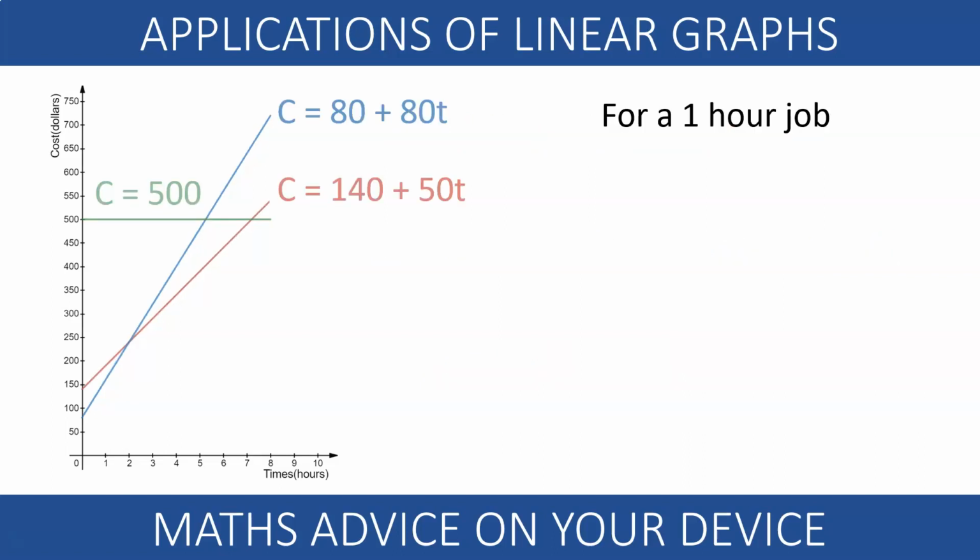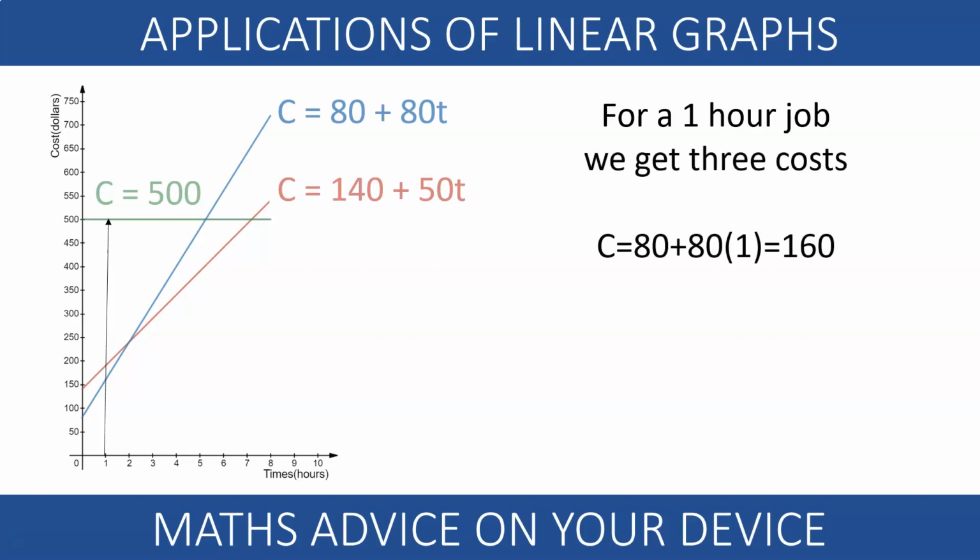If you have 3 equations, you should be able to use them to calculate costs for any amount of time. For example, if it takes 1 hour to fix Batman's car, by plugging t equals 1 into the blue equation, we obtain $160. Plugging t equals 1 into the red equation is $190. The third company charges $500.